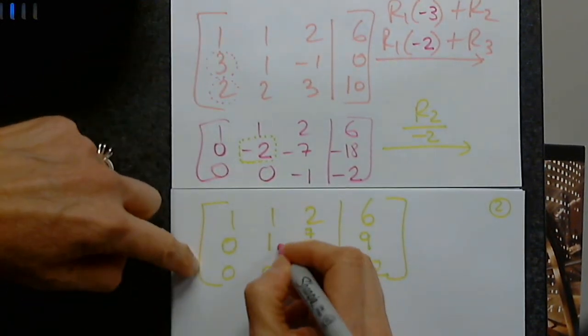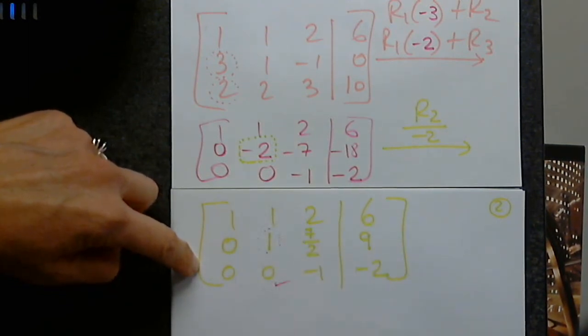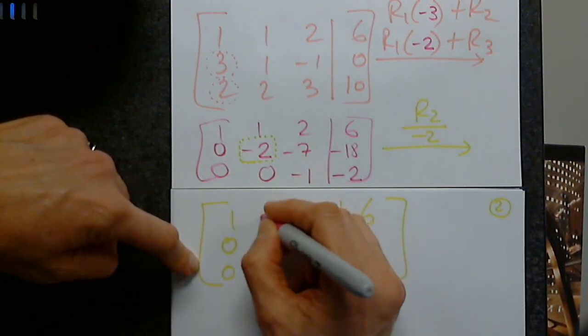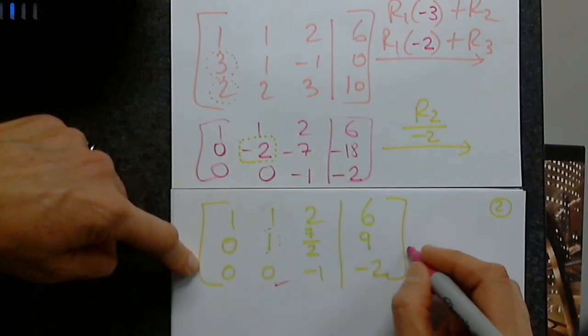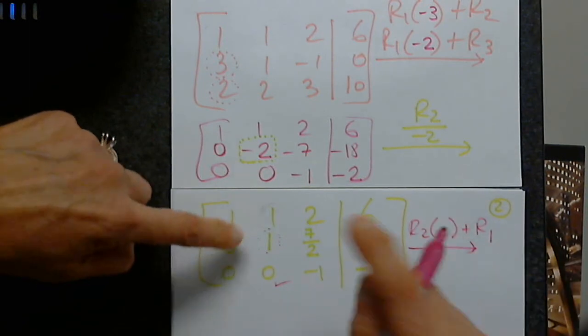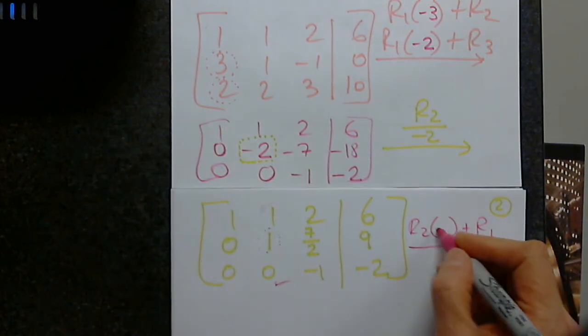Good. So now I'm going to use this to get the 0 here. Lucky me, I already have the 0 here. I don't have to do anything. But I have to obtain the 0 here. I need to multiply row 2 by something and add it to row 1 to accomplish the 0 here. Yes. Perfect.